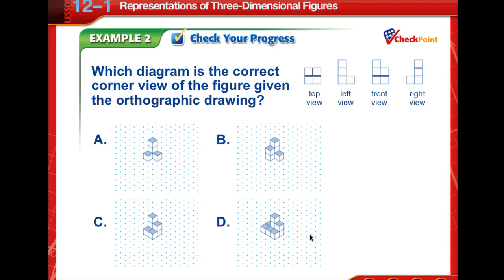So which diagram is the correct corner view of the figure given the orthographic drawing? So using these pieces, it'll make which drawing? So pause the video and then come back and check your answer. Again, the answer is C.